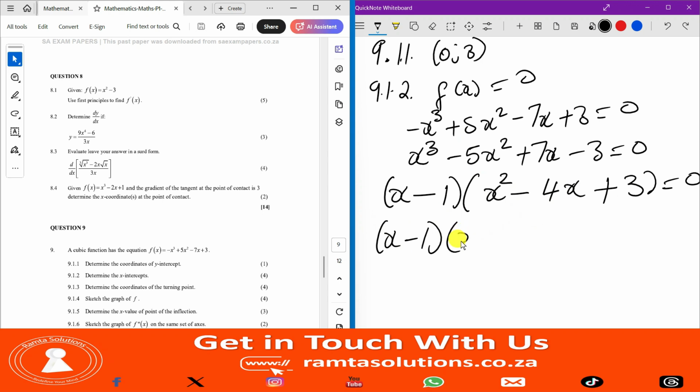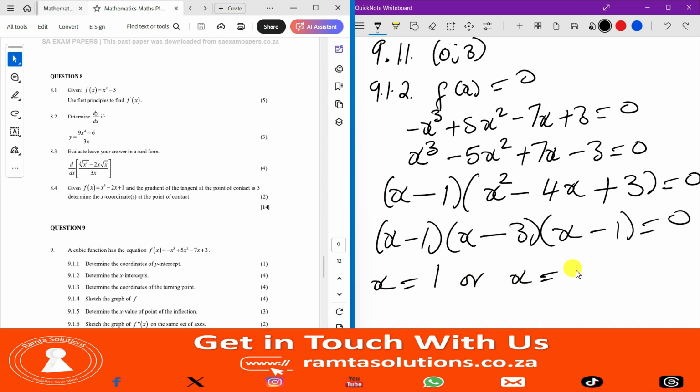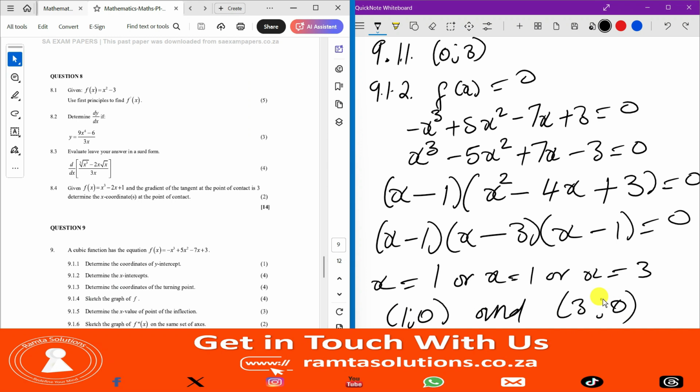Further factorization, it will be x minus 3 and x minus 1 equals 0. So x equals 1 or x equals 3, isn't it? Even if you write this twice, it's okay, but I don't see the need of writing it twice. So these are our x-intercepts. If you like, you can say this is (1, 0) and (3, 0). Okay, perfect.